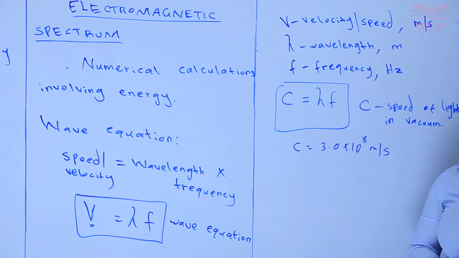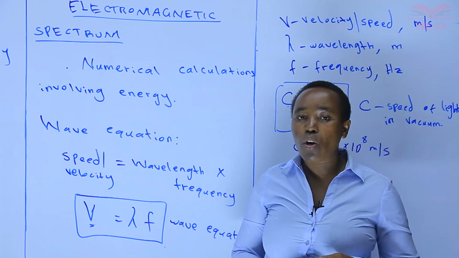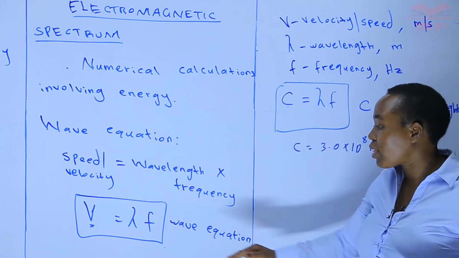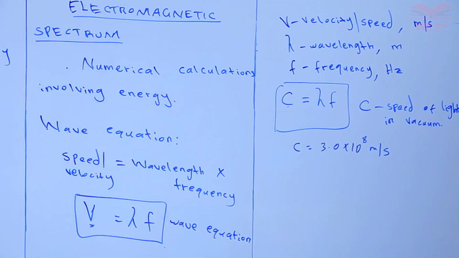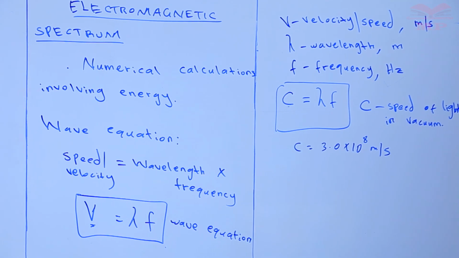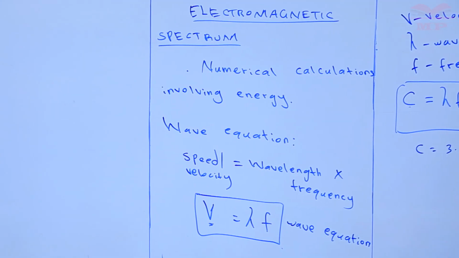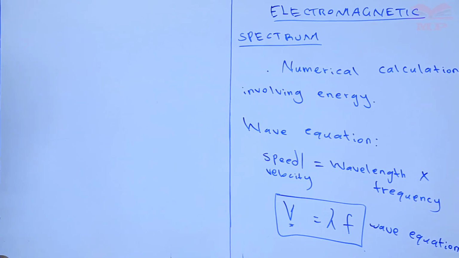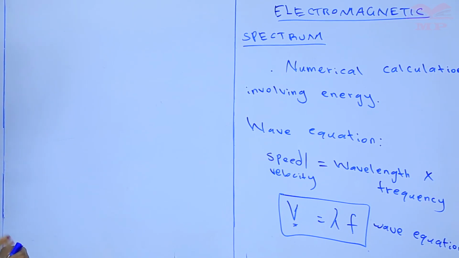Now I want us to derive a formula for calculation of energy. We are going to use these formulas together: the wave equation, and the equation involving energy. As we said, electromagnetic waves possess energy in different amounts. One thing I would like you to note is that energy is directly proportional to frequency. The higher the frequency, the more the energy.